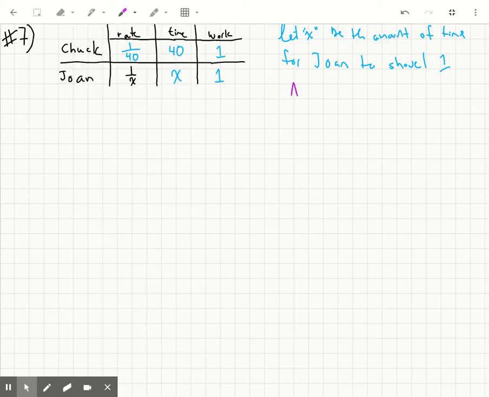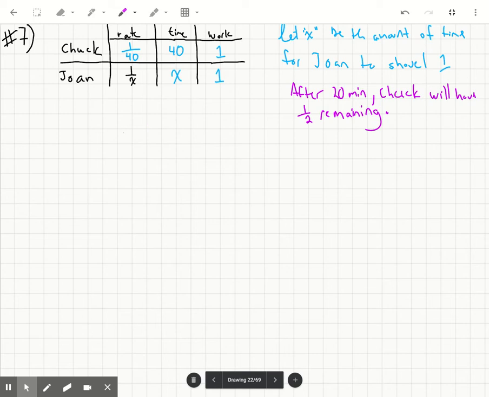After 20 minutes, Chuck will have half remaining. Okay, that's fair, right? I mean, we don't need to really do a lot of calculations for that. So there's half of a driveway remaining. So if we have Chuck, we know it takes him 10 minutes to do the rest of the half. So we have the time.